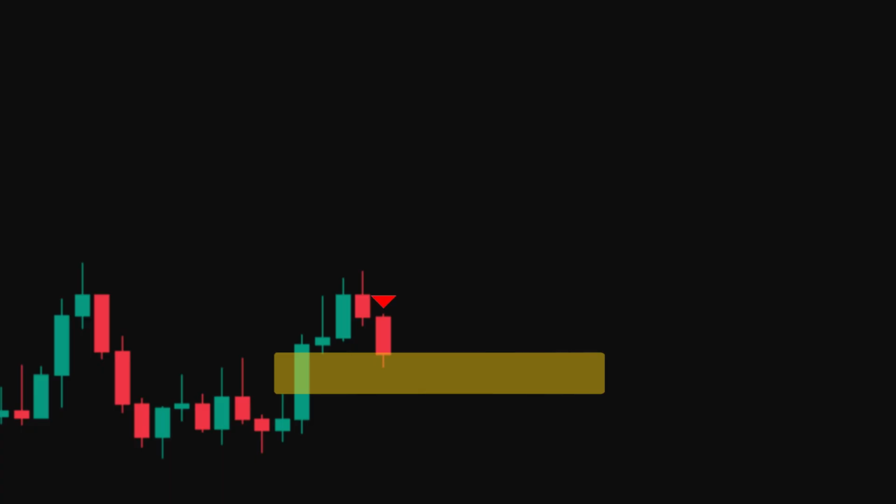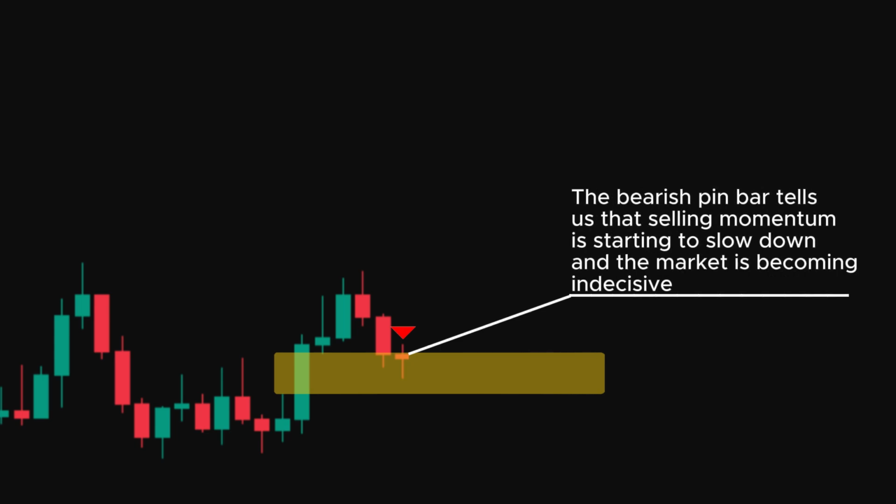First, we notice a medium-sized bearish candle forming within the zone. This shows that price is pulling back, which is expected. But then something interesting happens. Right after that bearish candle, we see a bearish pin bar form. This is a key signal. The bearish pin bar tells us that selling momentum is starting to slow down, and the market is becoming indecisive.